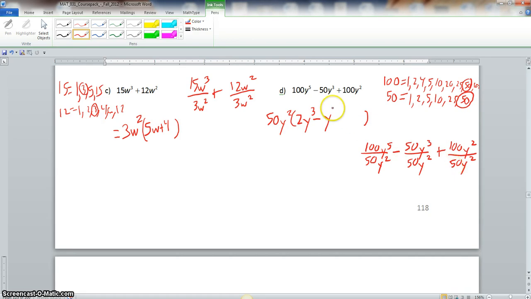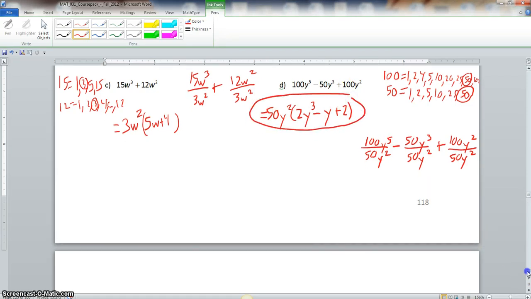100 divided by 50, we know is 2. And these y squared simplify out. So I did put this parenthesis a little too far away, but that could be easily corrected. So this here is our final answer.